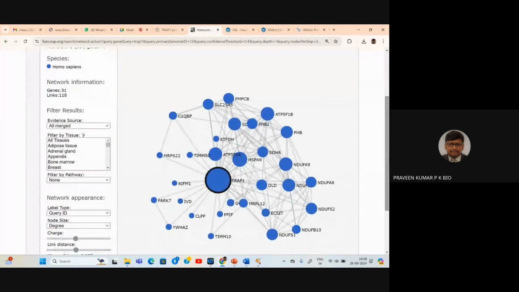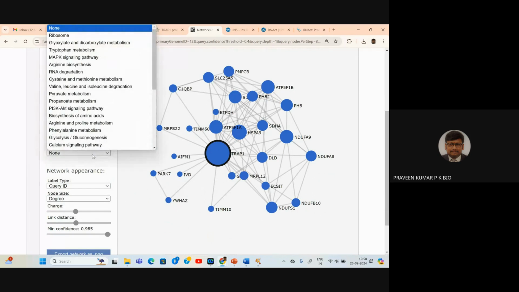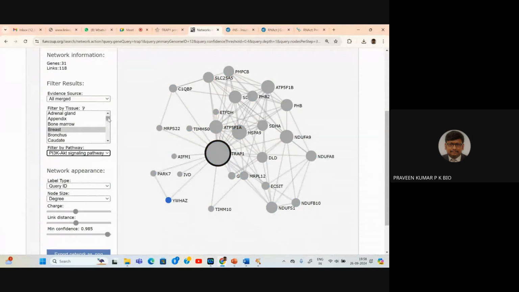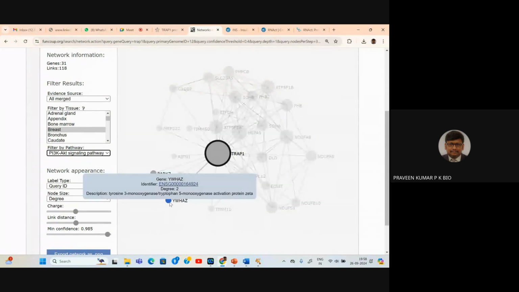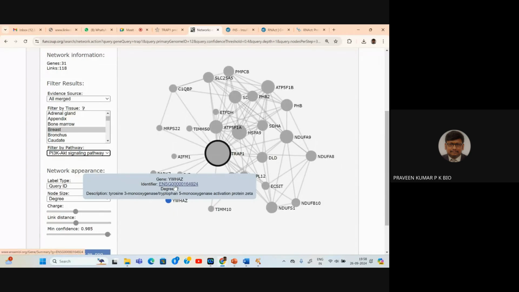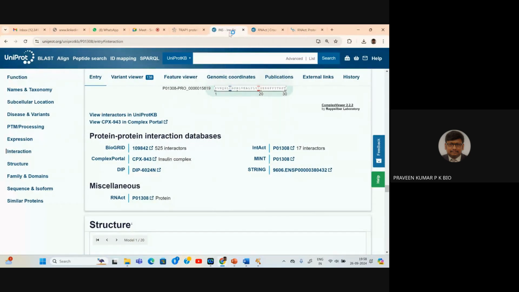Okay, this is a network from FunCoup. From the trap one, you're getting more significant proteins. One can also use the advanced filters. If I'm focusing on breast cancer, I click breast. And then if you're focusing on a specific pathway like the PI3K pathway, only one protein is involved. So this is the most important target because other nodes are hidden. One has to click here, get the details of the protein, and target accordingly. So this is from FunCoup.